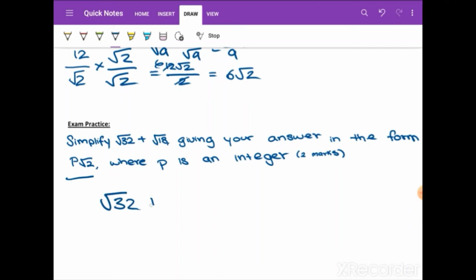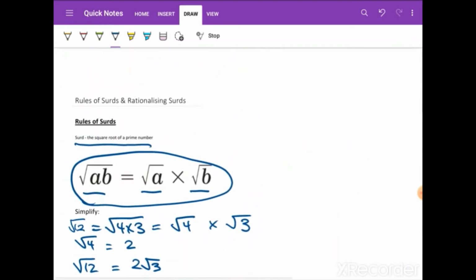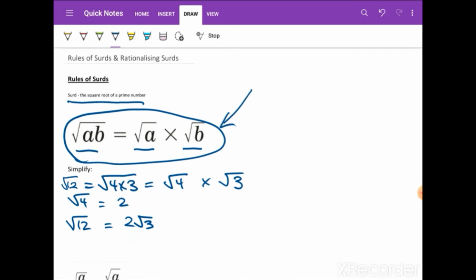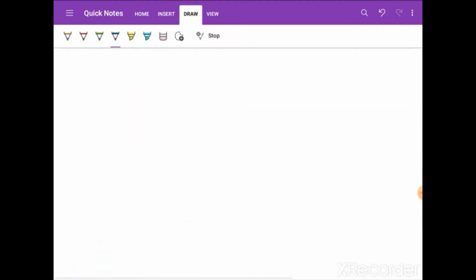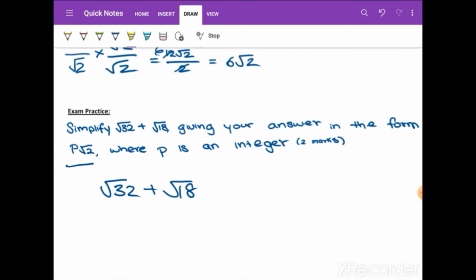What you need to do is, first, break down the square root of 32 and the square root of 18 using this rule that we've learned here. However, the key to this question is that the answer wants us to give it in the form p times the square root of 2. What this means is when we break down the square root of 32 and the square root of 18, one of the factors needs to be 2.